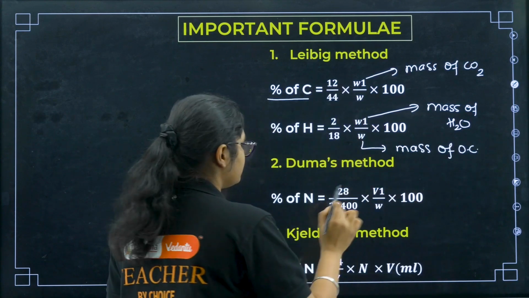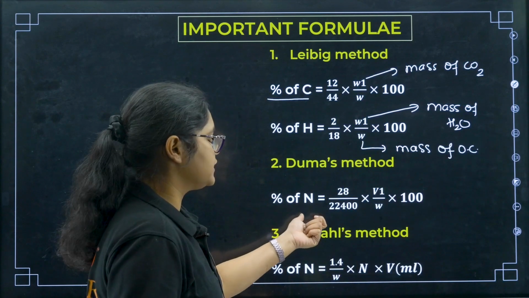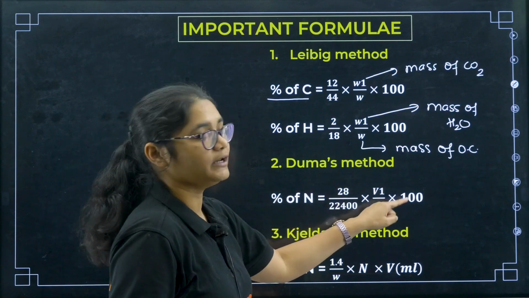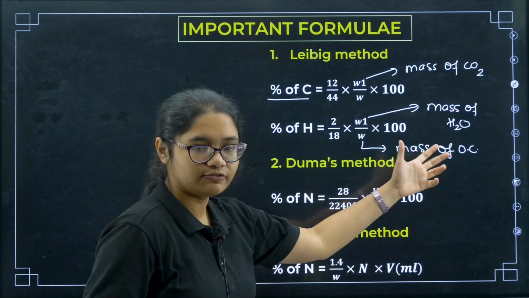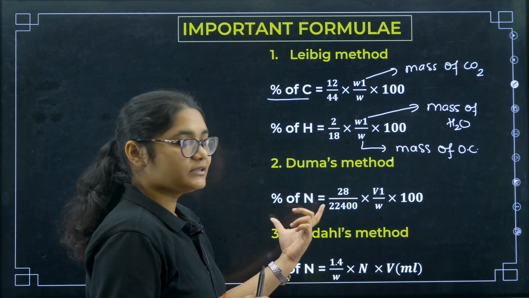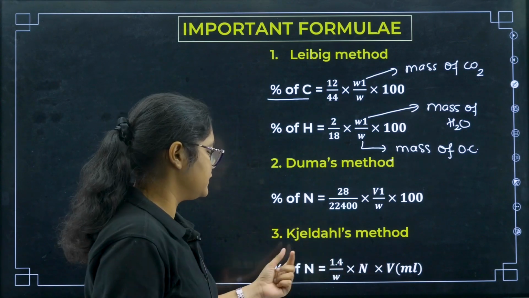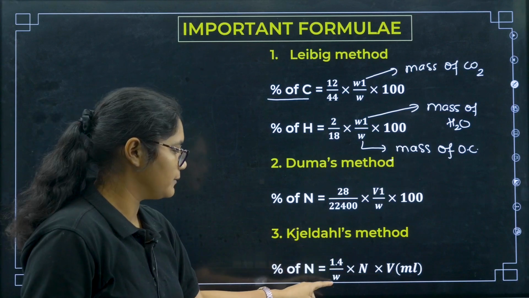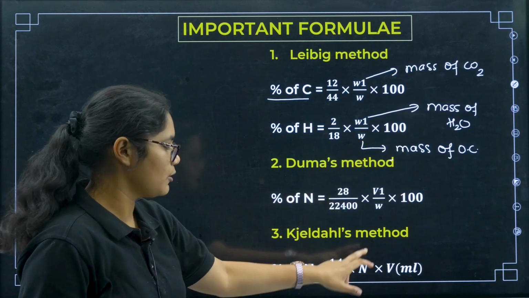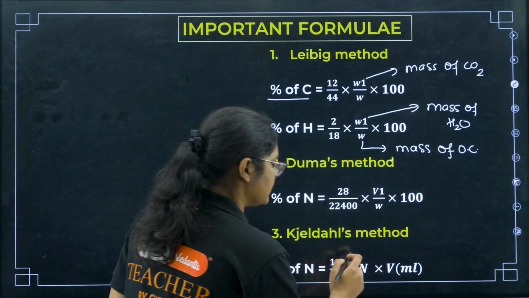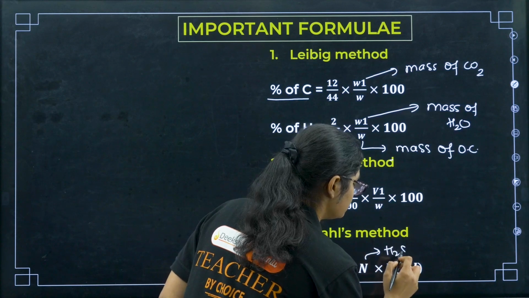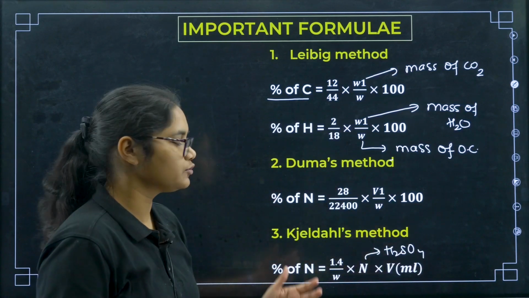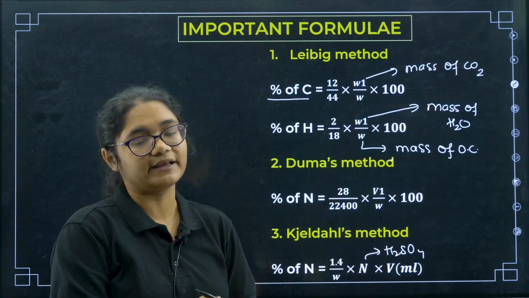Okay. Next, in the Dumas method, if you want to calculate the percentage of nitrogen, it is 28 by 22400 into V1 by W into 100. Again, W here is the mass of organic compound. Now coming to the third one, the Kjeldahl method. Here also you have to calculate the percentage of nitrogen. So 1.4 by W, where W is again the mass of organic compound, into normality of H2SO4 and the volume of H2SO4 that is used to neutralize the amount of base produced.